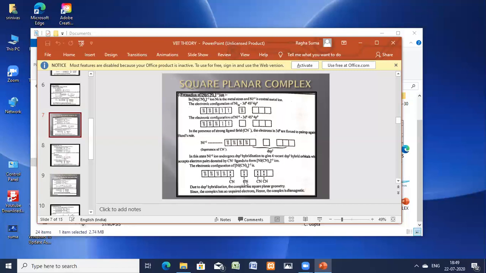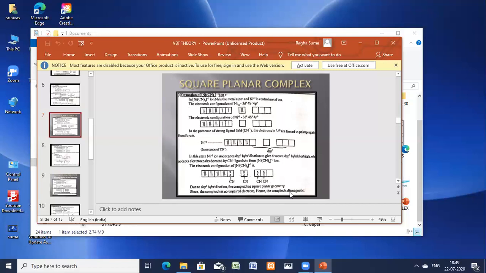And now let us go for the magnetism. Is there any unpaired electron? No, there is no unpaired electron. All of them are paired electrons. Therefore, it is diamagnetic in nature. These are not attracted by the external magnetic field. They are repelled by the external magnetic field. So it is diamagnetic in nature.